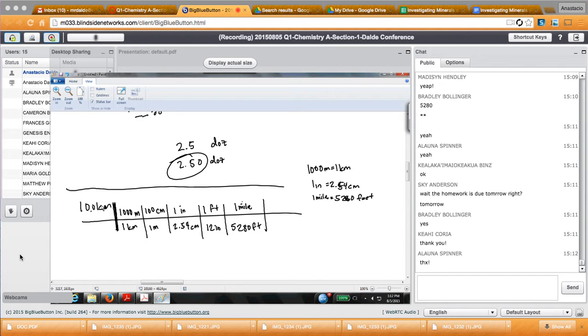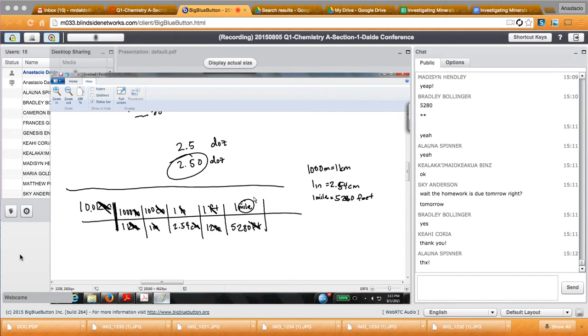This kilometers on top gets killed by that kilometers on bottom. That's why I put that kilometers on the bottom. This meters on top got killed by that one. This centimeters got killed by this centimeters. This inches got killed by that inches. This foot got killed by that foot. And I converted it to my units that I want, which is miles.